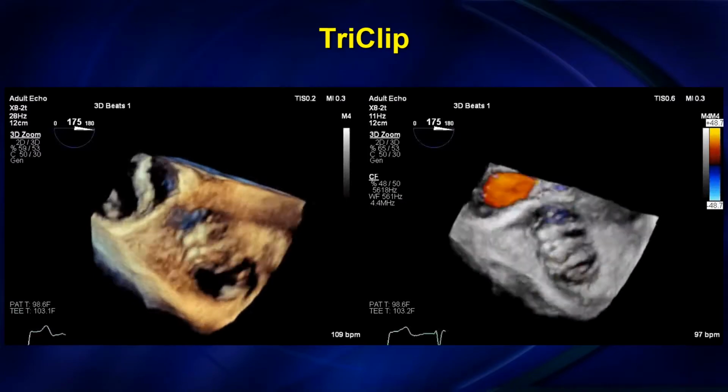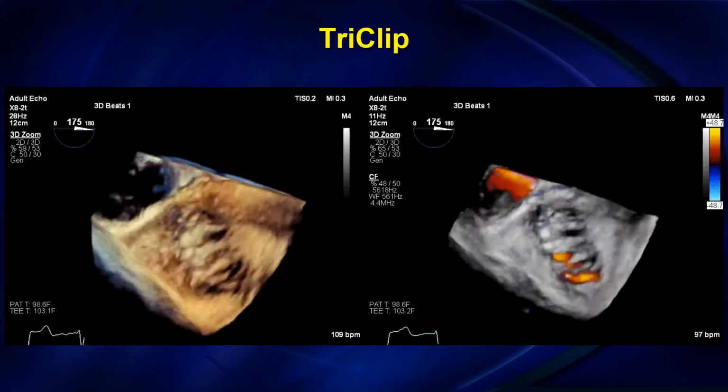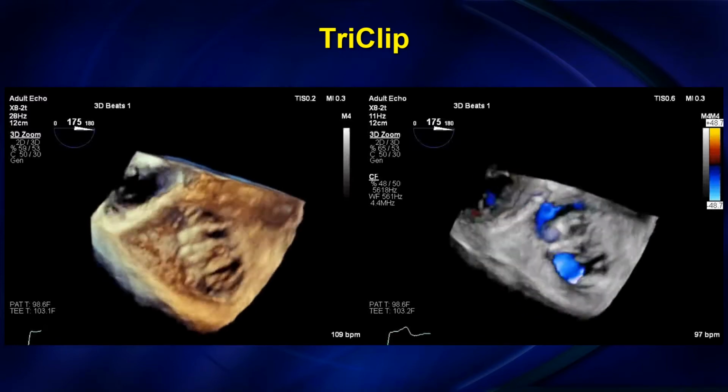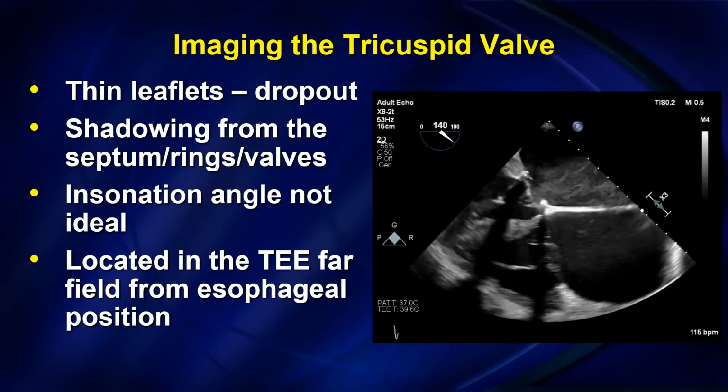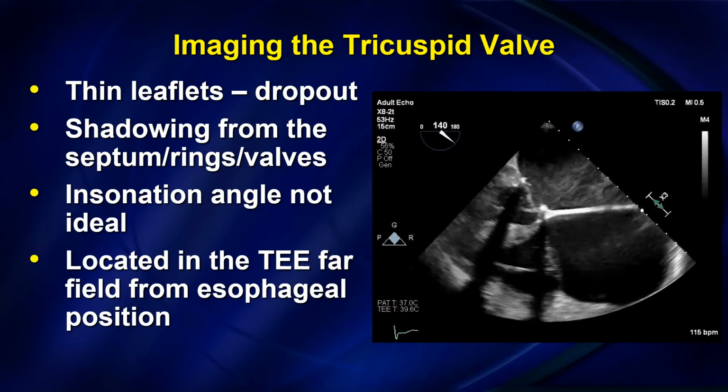The first example comes from the world of tricuspid valve clipping. Here, the goal is to create an edge-to-edge repair of the tricuspid valve using clips, similar to MitraClip with a mitral valve. However, tricuspid valve clipping is much more difficult than mitral clipping from an imaging standpoint.